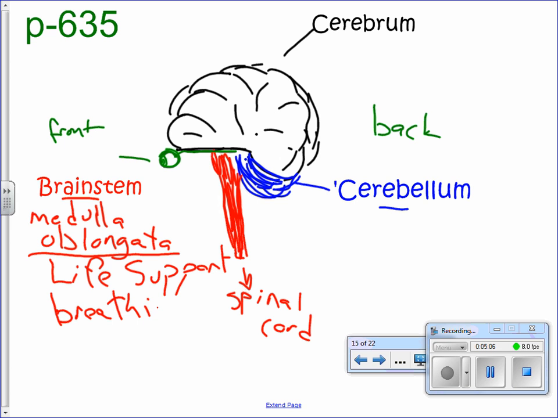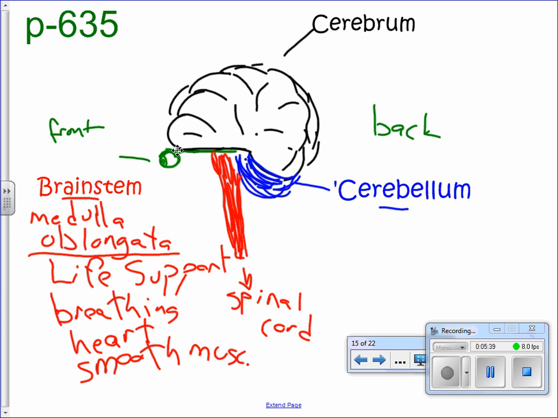So breathing, heart rate, smooth muscle like digestion, all of that stuff. This is the part of your brain that is keeping you alive. It's deep in your brain, and if we look at our brain model here, which I'll pass around, and yes, this is approximately a regular sized brain.